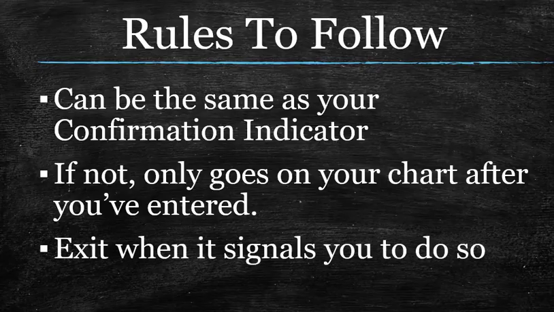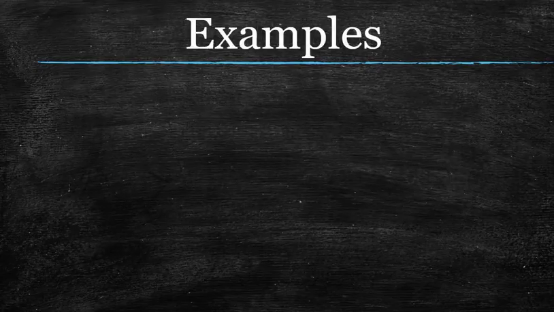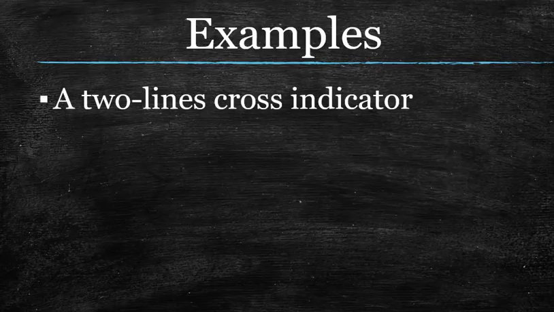You just exit when it signals you to do so, and we're going to go to my charts later on and take a look at how this actually happens. So let's go over some examples of these. First, in my opinion, a 2 lines cross indicator is a great way to go.